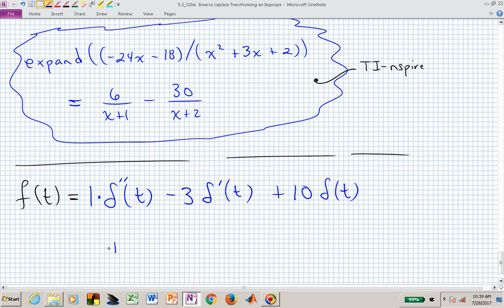Then we have the inverse Laplace transform of 6 over s plus 1, which is now 6e to the minus 1t. And then we have the inverse Laplace transform of minus 30 over s plus 2, which in the time domain becomes minus 30e to the minus 2t. And that all is accurate or valid for t greater than or equal to 0. And that then shows or tries to illustrate the steps involved in inverse Laplace transforming an improper transform.